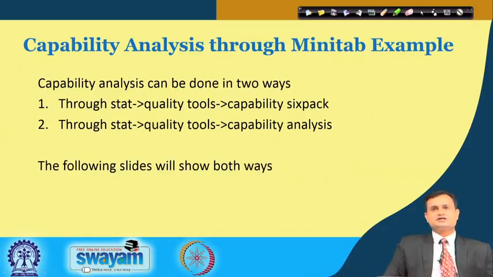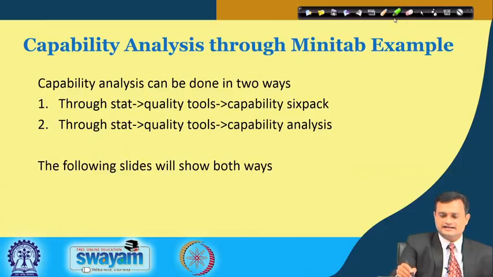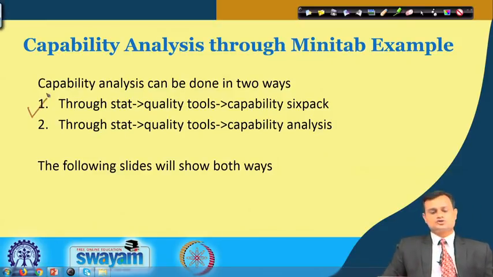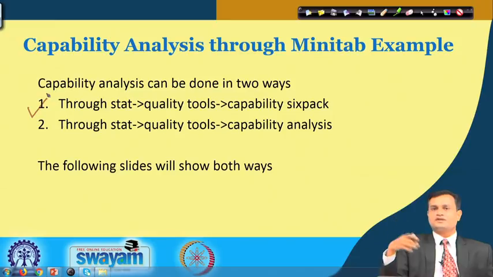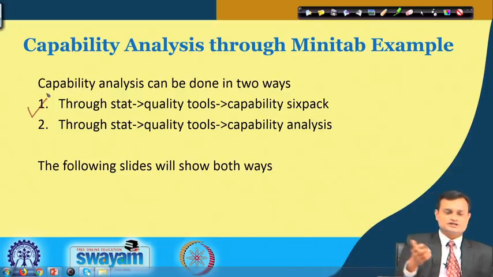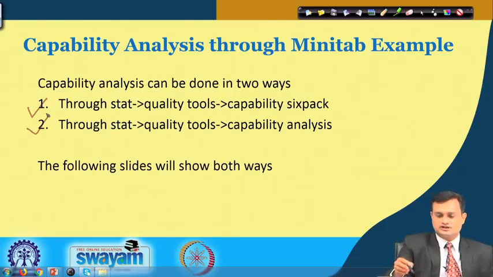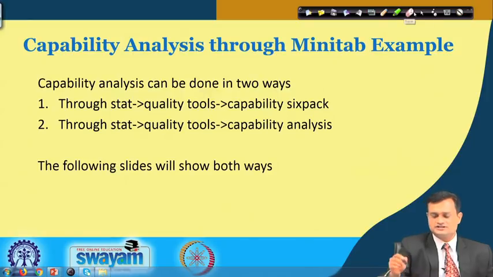Now, as I mentioned, you can do 2 kinds of analysis. Number 1, you can go to Stat, Quality Tools and Capability Sixpack. It will give you 6 different outcomes. Each one will help you to appreciate the data and the results and comment on the capability of your process. And second is through Stat, Quality Tools and Capability Analysis. So, now we will see in the subsequent slides how to carry out this exercise.